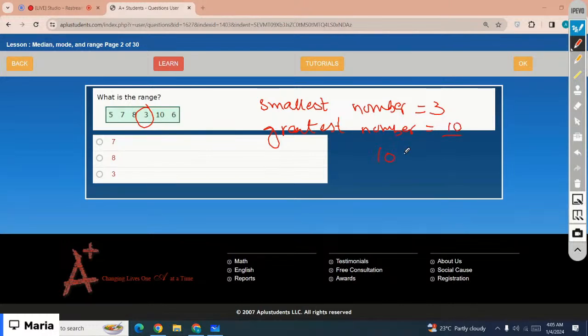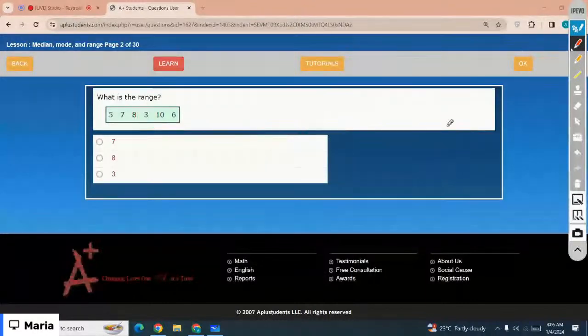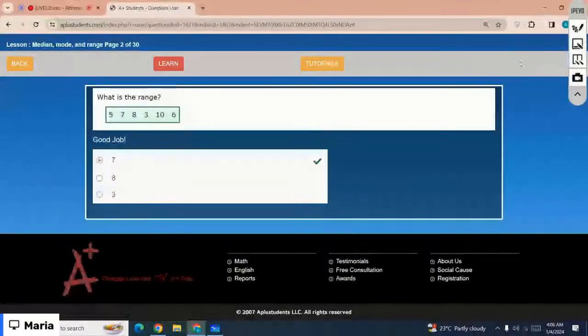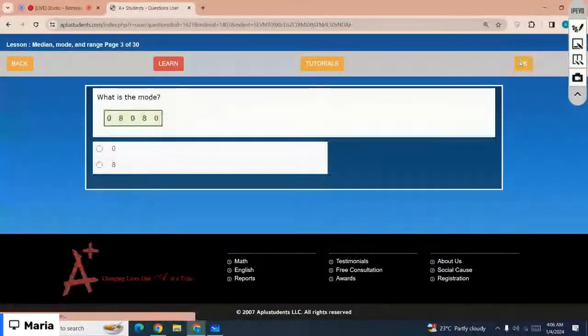So the greatest number is 10, the smallest is 3, so 10 take away 3 equals 7. Got it? So what is the range? The range is the difference between the greatest and the smallest number in the given data.